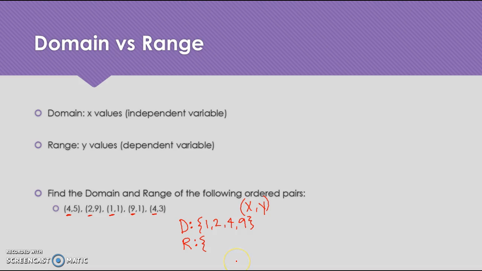Same thing for the range, but now I'm looking at the y value. So I got a 5, a 9, a 1, 1, and 3. My smallest y value is a 1. Then I have a second 1, but I'm not going to count it twice. I've already got it in there. Then it jumps to the 3, then the 5, and then the 9. So that's the domain and the range for this set of ordered pairs. And that's all you have to do.